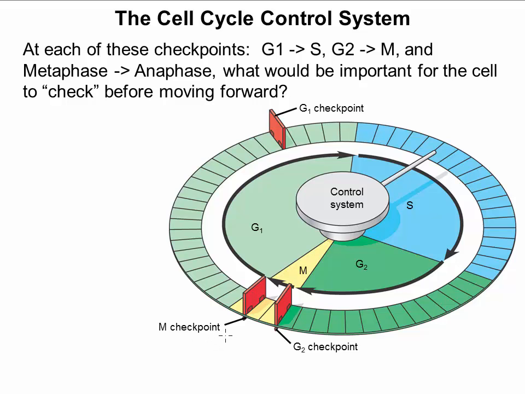also a lot of times referred to as the spindle assembly checkpoint. And so this checkpoint is regulating the progression of the cell from metaphase to anaphase, that key point in the mitotic phase of the cell cycle. So if we think about it, we could actually logically work out what the cell's probably checking for at each of these checkpoints, right? So just by thinking about what the cell might be asking itself before moving forward.